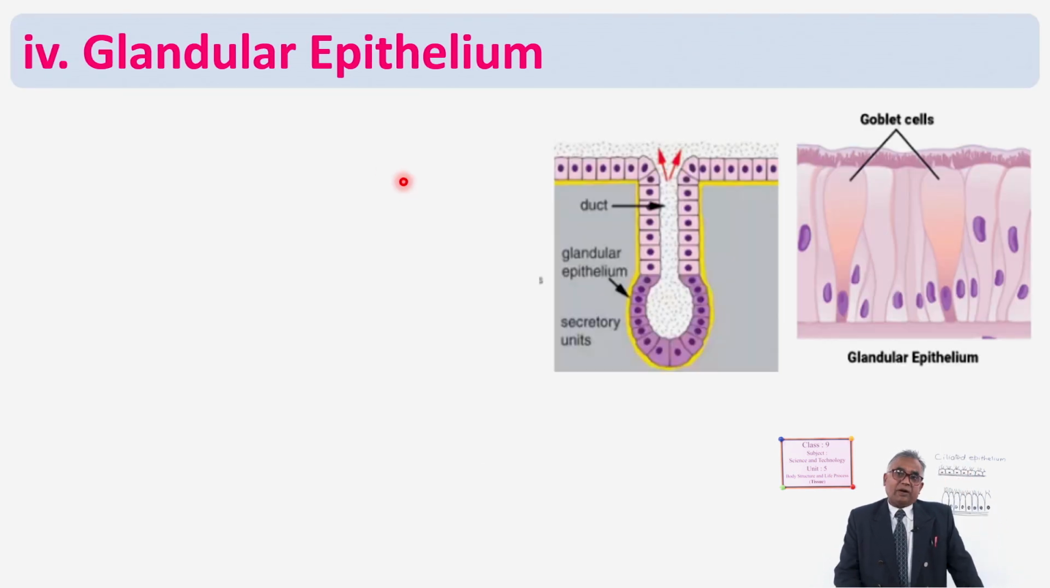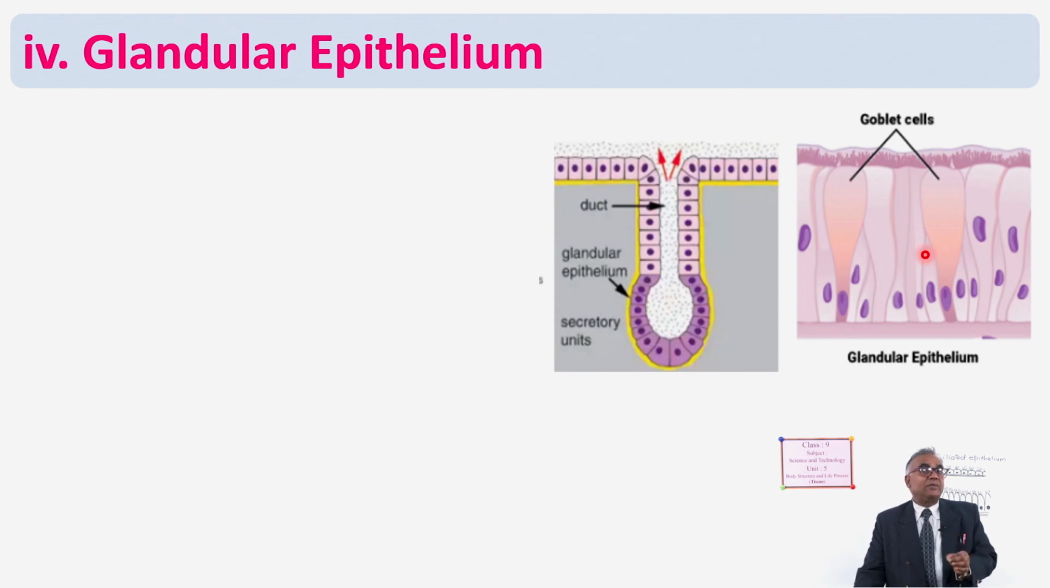Now, the last type of epithelial tissue is glandular epithelium, about which we are going to see. If you observe this diagram, you will find that the cells are cuboidal, cubical in shape. And here the cells are elongated, as you saw in columnar epithelium. So they are modified from cubical epithelium and columnar epithelium. But what is the difference? They have gland cells, goblet cells, and they are able to produce juice. So they are mainly related with secretion.